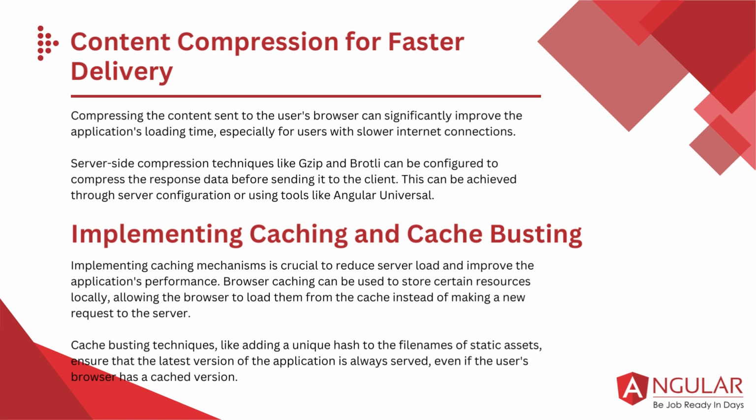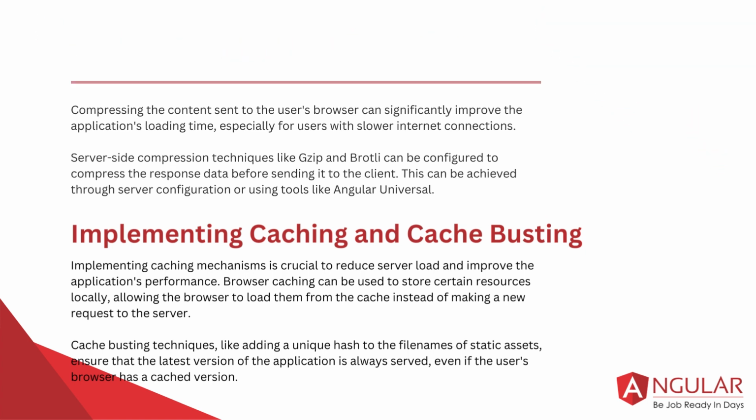6. Implementing caching and cache busting. Implementing caching mechanisms is crucial to reduce server load and improve the application's performance. Browser caching can be used to store certain resources locally, allowing the browser to load them from the cache instead of making a new request to the server. Cache busting techniques, like adding a unique hash to the file names of static assets, ensure that the latest version of the application is always served, even if the user's browser has a cached version.